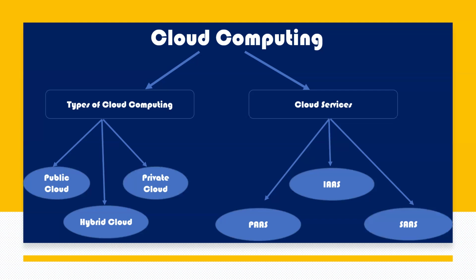And SaaS, software as a service. See here, software as a service: an already developed application is available. You have to purchase it and then you can use it. For example, a simple understanding is Office 365. It is a ready-made application. You are purchasing it: MS Office, MS Word, online, it's available, right?